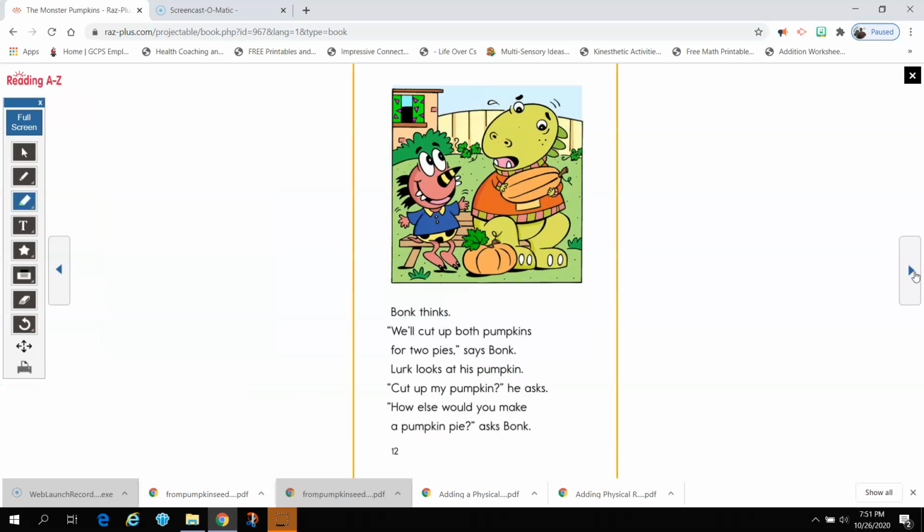All right. I see lots of quotation marks on this page. Take a minute, see if you can find them. Show me a thumbs up if you see the quotation marks. All right, the first ones we see are right here.